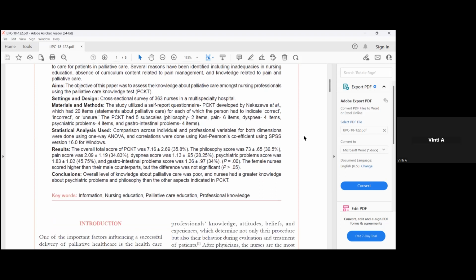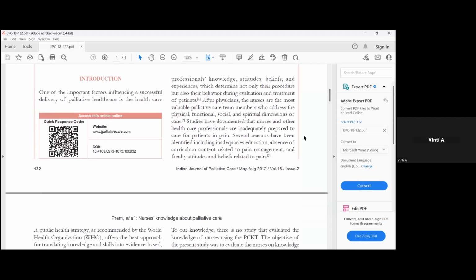Then the female nurses scored higher than their male counterparts, but the difference was not significant. They would have calculated the scores for the female nurses and the male nurses, and subjected them to a test to see whether there is a significant difference between the two. When we do hypothesis testing, we will get on to that significance testing. That's my next class. But today we'll understand normal distribution, so you'll understand why this is important.